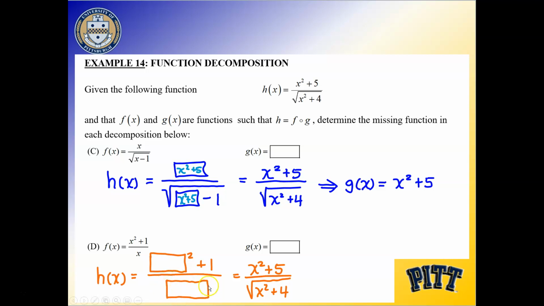Well, notice that the blank down here, there's no square root symbol there. There's nothing else there. So this blank space down here has to be the square root of x squared plus 4. And if I put that up here, I have to think, well, if I square that, I'm going to get x squared plus 4. X squared plus 4 plus 1 is x squared plus 5. This works out. And therefore, g of x would be the square root of x squared plus 4 in this instance.